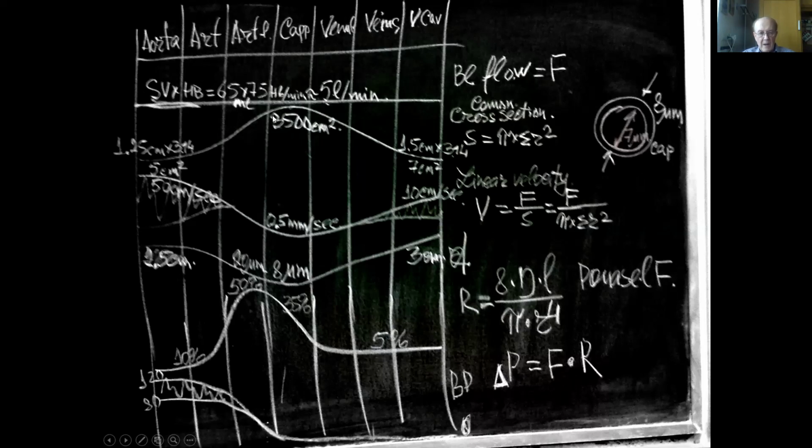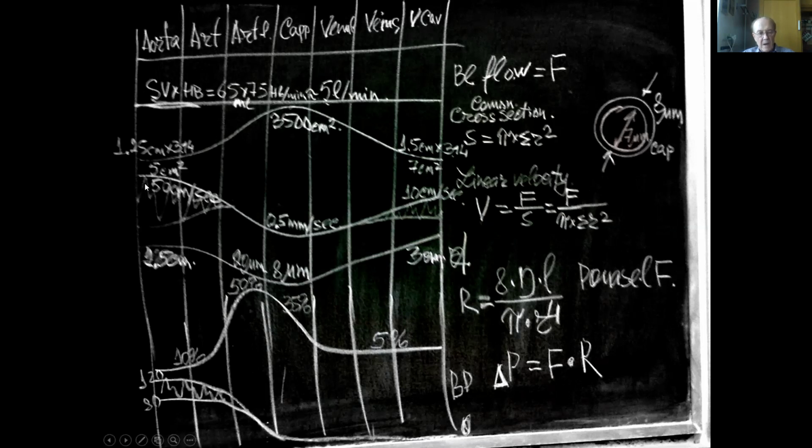In the capillaries, the common cross section is maximum, approximately 3,500 centimeters squared. And the common cross section decreases in the veins, and in the vena cava it is approximately equal to 7 centimeters squared, because the diameter of the vena cava is approximately 3 centimeters.